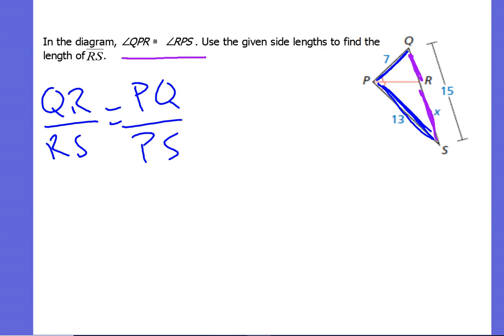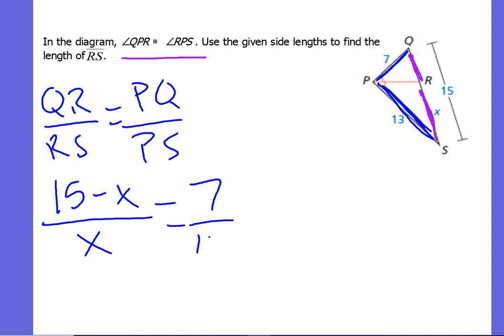The whole value of QS is 15, and RS is X. So if the whole thing is 15 and RS is X, what is QR? Well, it's 15 minus whatever the X is. So QR has a value of 15 minus X. RS, we said, was X. PQ is 7, and PS is 13.